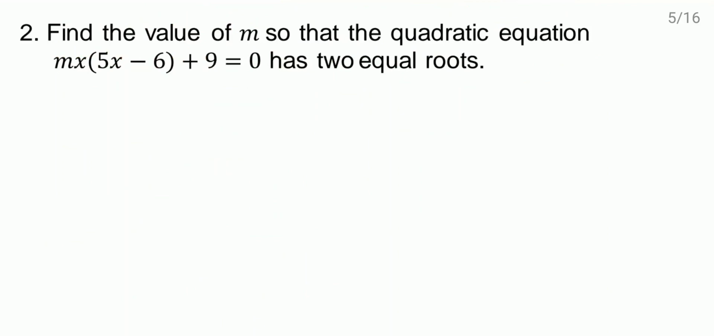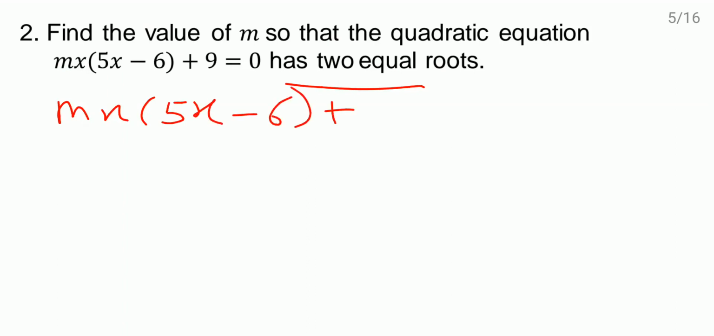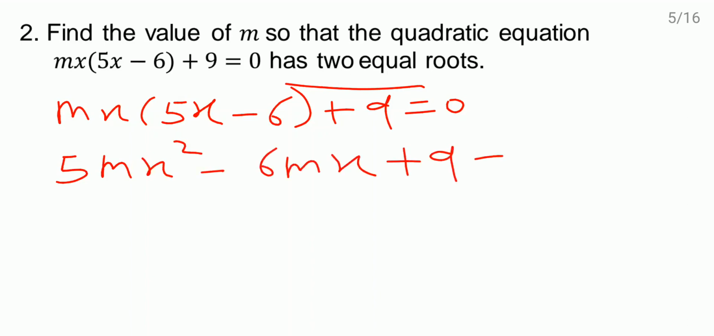Find the value of m so that the quadratic equation has 2 equal roots. They said this quadratic equation has 2 equal roots. It means that the discriminant is equal to 0. But let us write down this equation in the standard format. We'll multiply it now. So 5m x square minus 6mx plus 9 is equal to 0. Now it came in the standard format.